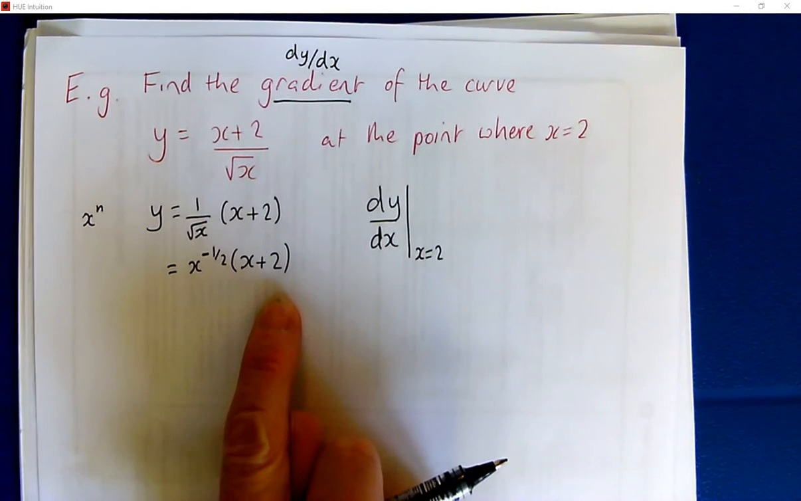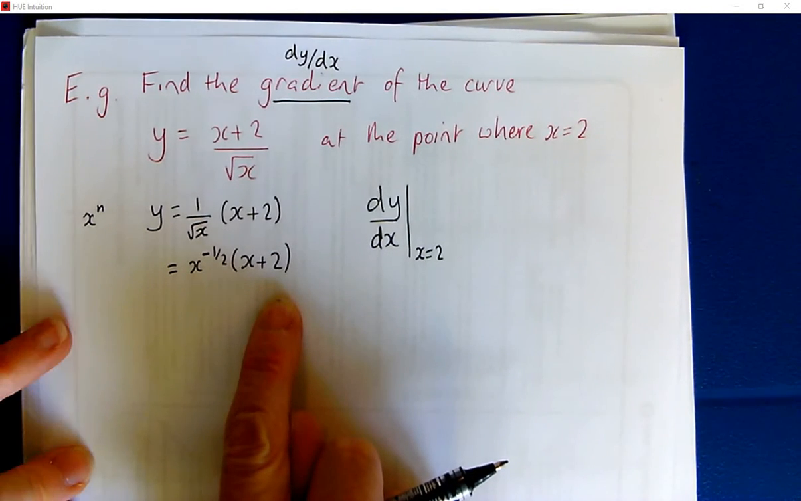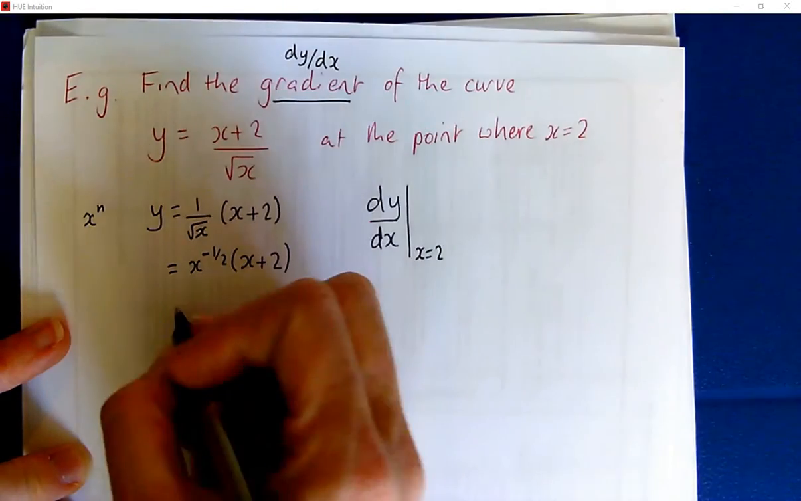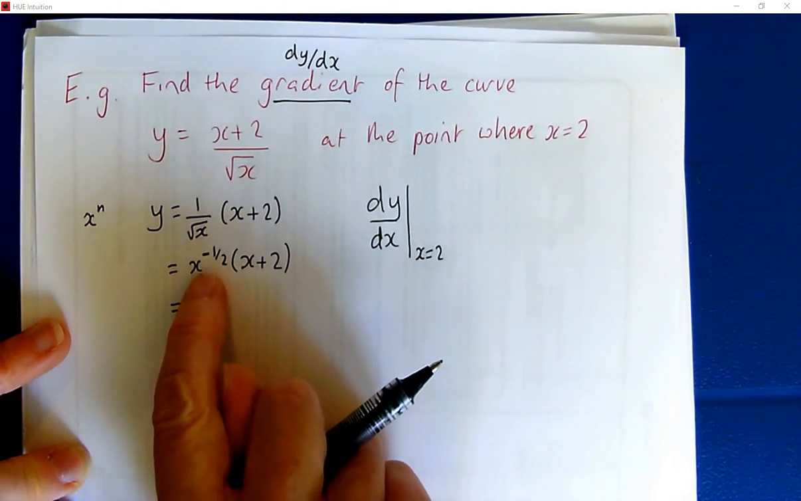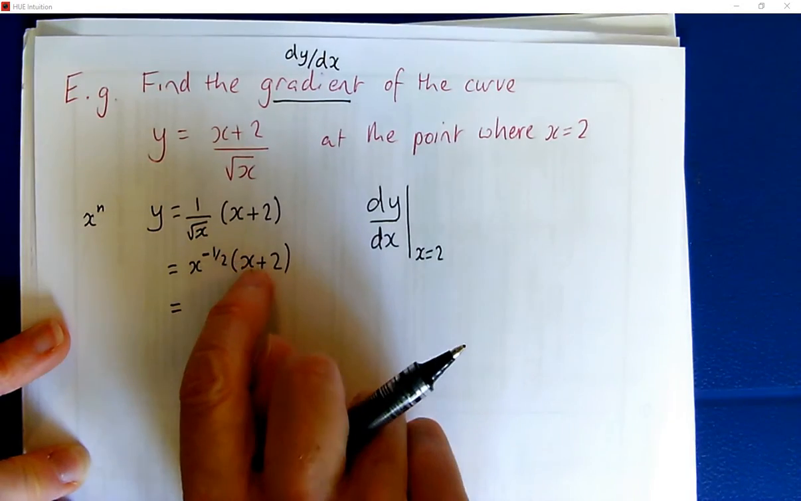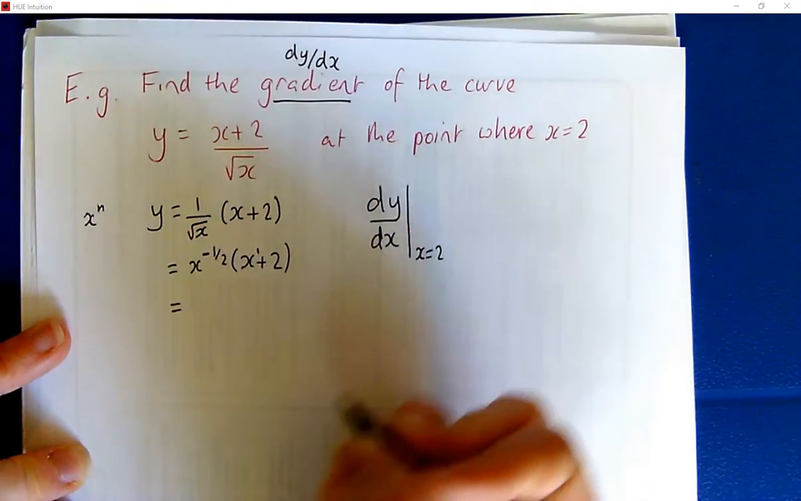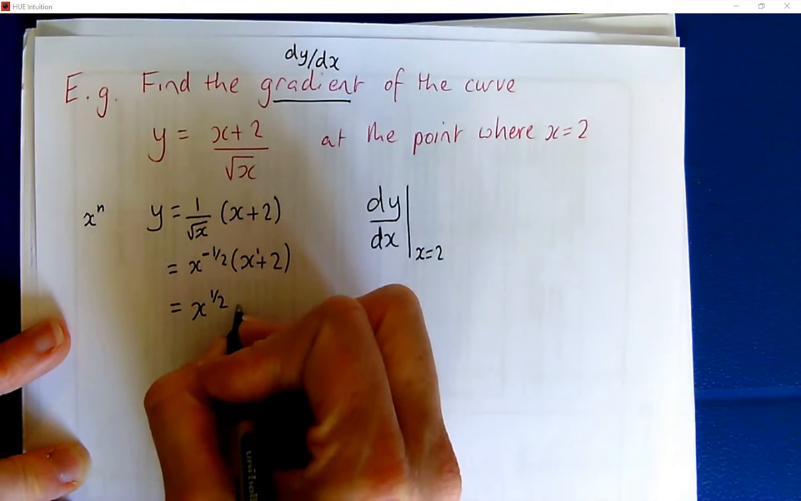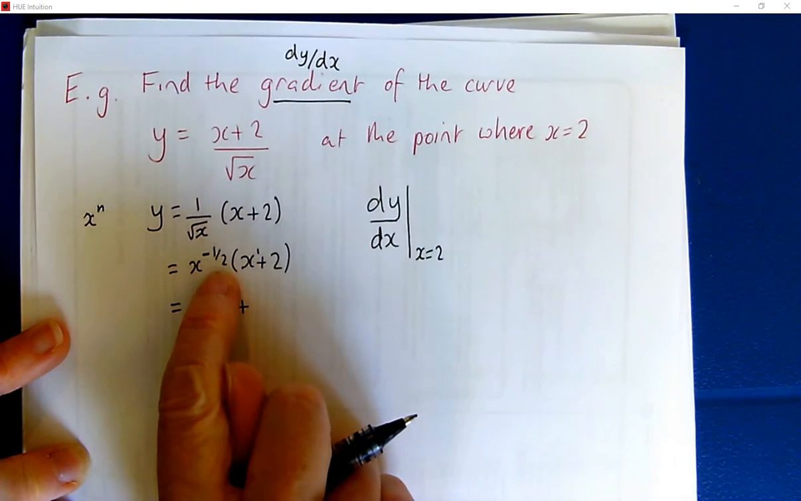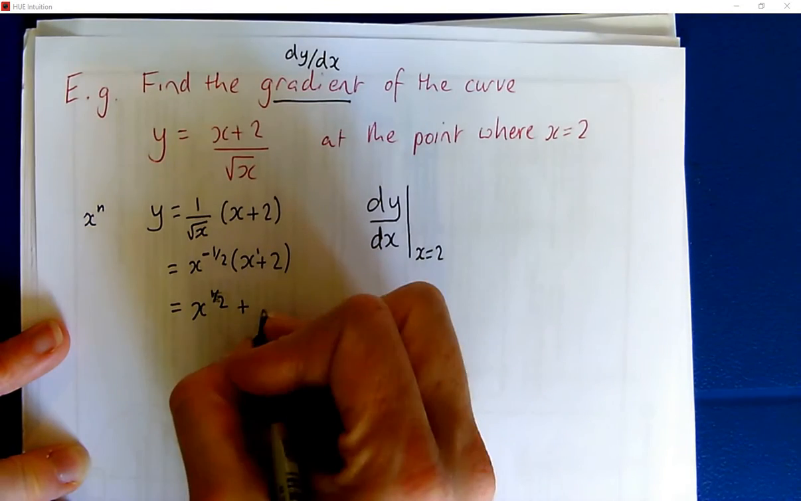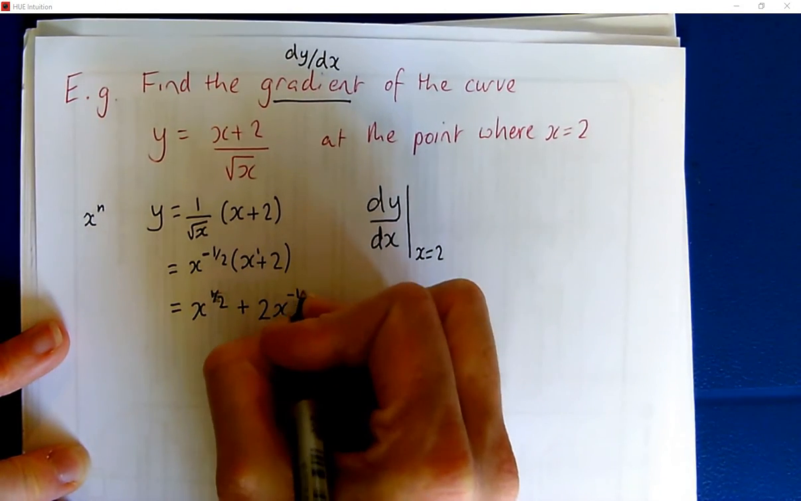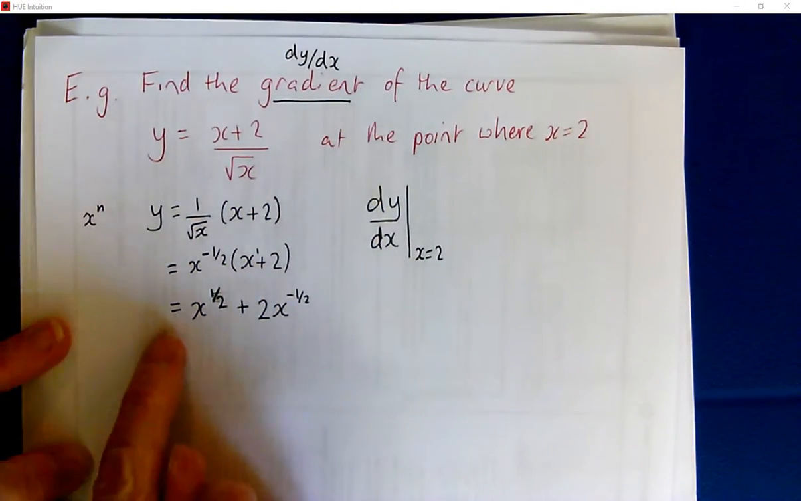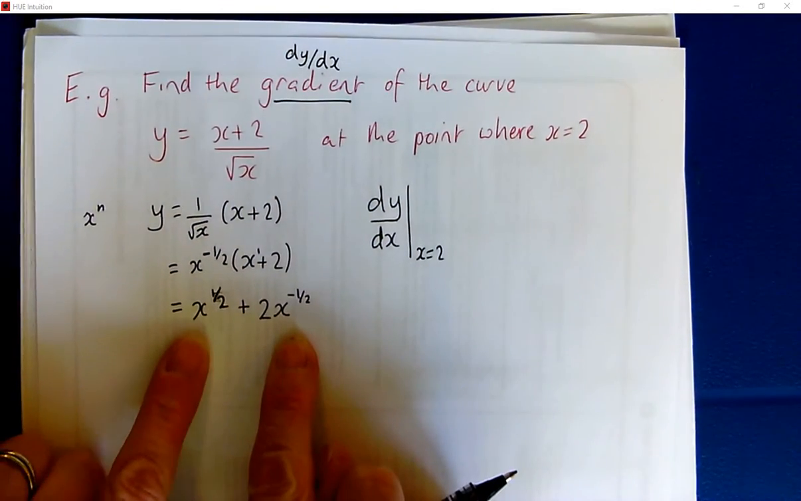You'll learn a rule in year 13 that helps you with brackets, but this is what we do in year 12, we always expand the brackets. So we've got x to the negative a half times x to an invisible power 1, and we add the powers, which is x to the half. And then we've got x to the negative a half times by 2. Okay, slightly smudged that, never mind. Okay, so now we're in a position where we can differentiate this.